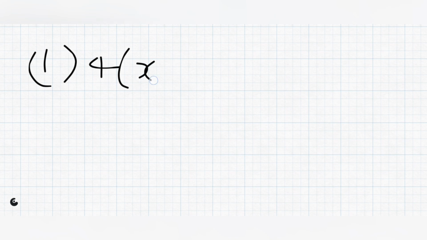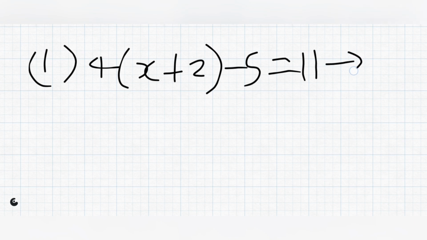Now here are 2 problems for you to try out. Number 1: 4x plus 2 minus 5 equal to 11. If you do it correctly, your answer should be 2.